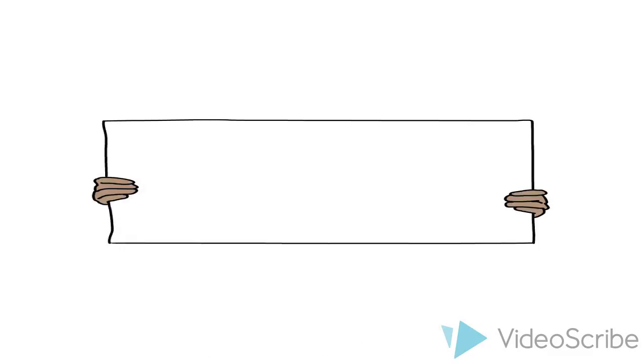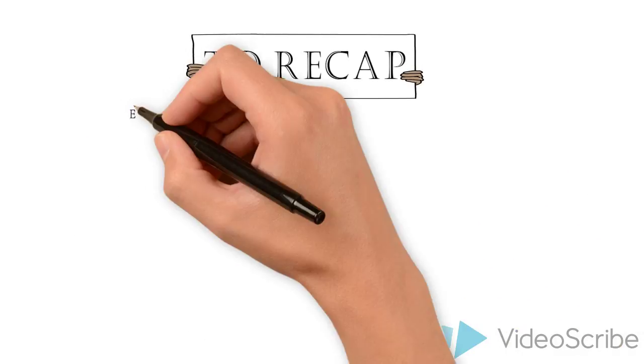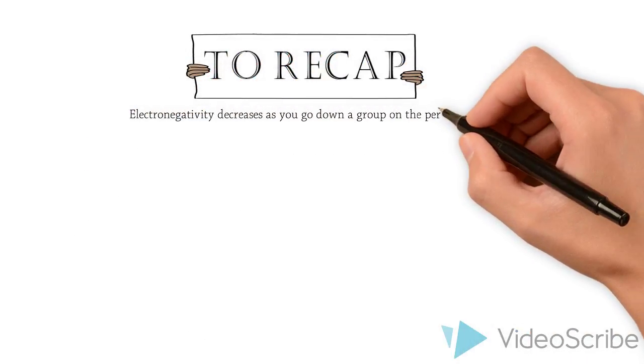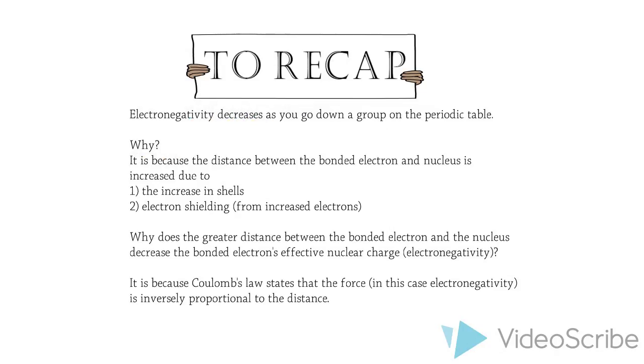So to recap, electronegativity decreases as you go down a group in the periodic table. Why is that the case? Because the distance between the bonded electron and the nucleus is increased. It is increased due to an increase in shells and electron shielding, and the reason why that greater distance decreases the electronegativity is because Coulomb's law states that the force, which in this case is electronegativity, is inversely proportional to the distance.